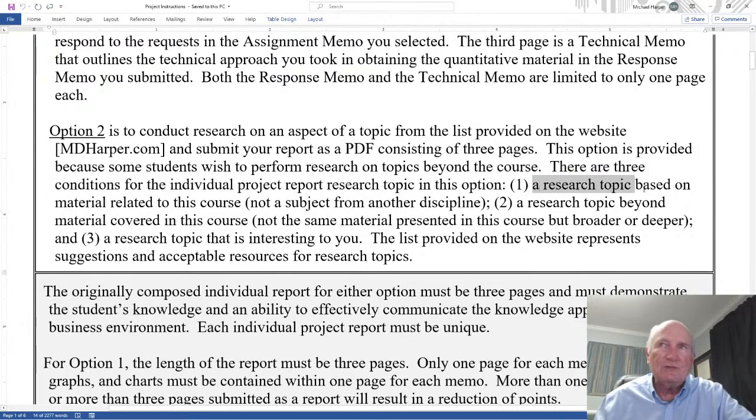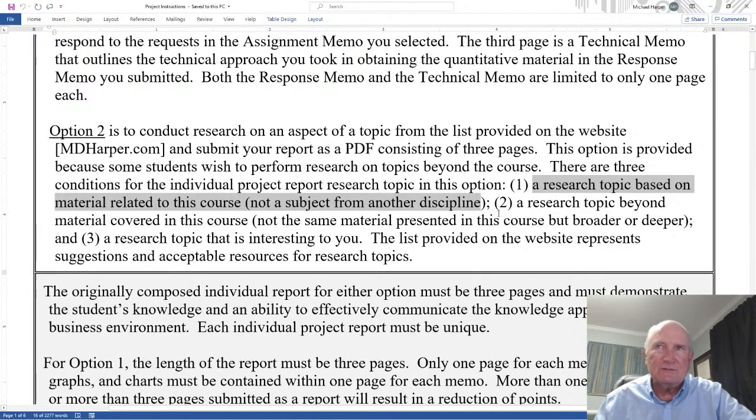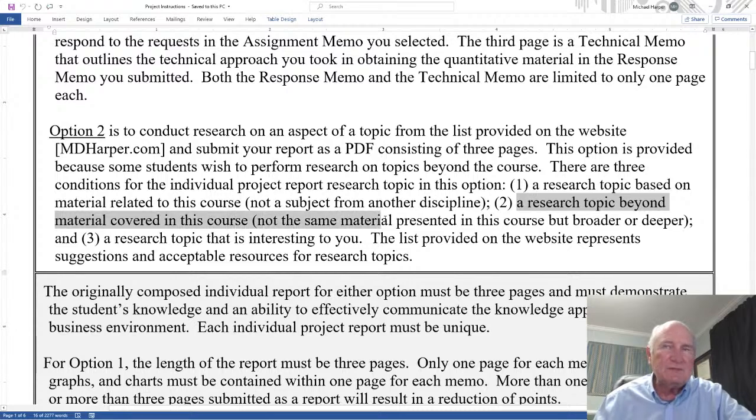1, a research topic based on material related to the course, specifically not a subject from another discipline. I don't want something from finance or marketing, something in operations. 2, a research topic beyond the material covered in this course. Not the same material presented in this course, but broader or deeper.